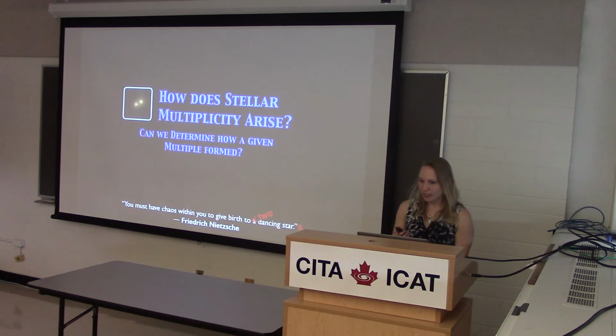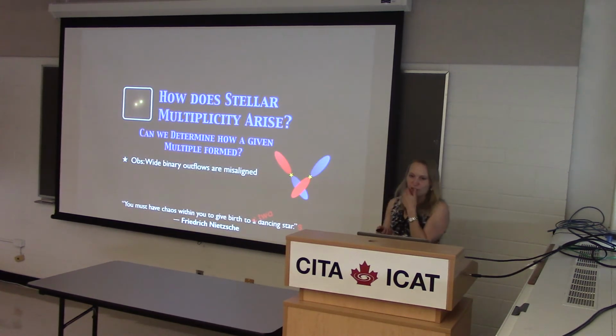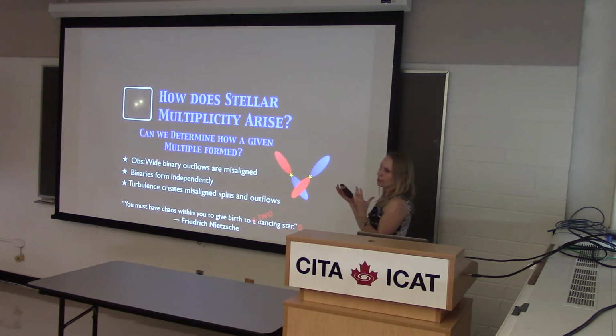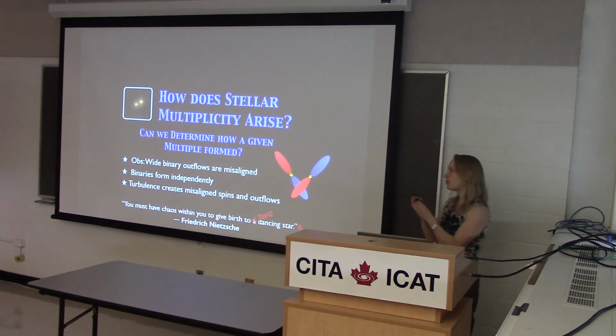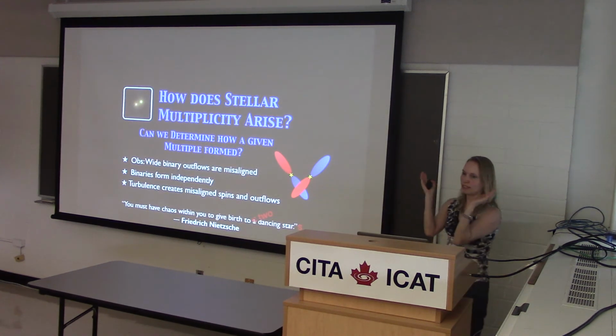All right, so in summary, these wide binary outflows are misaligned in observations. And this seems to be because the binaries, even within the same core, form independently. And as a result, the different turbulent accretion histories influence the evolution of their spins and outflows and result in this misalignment.